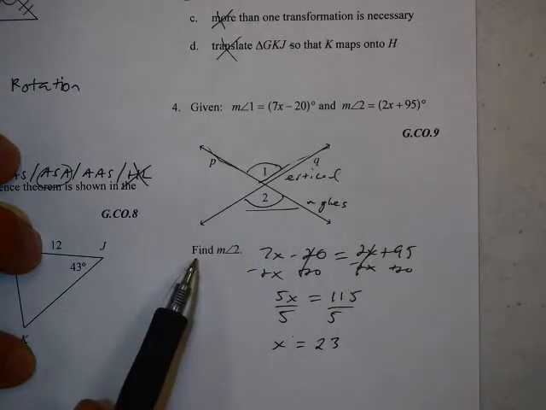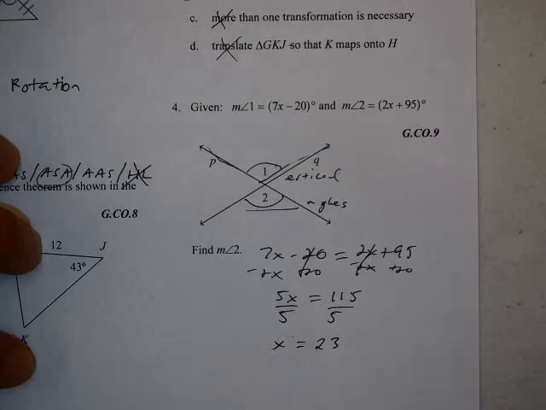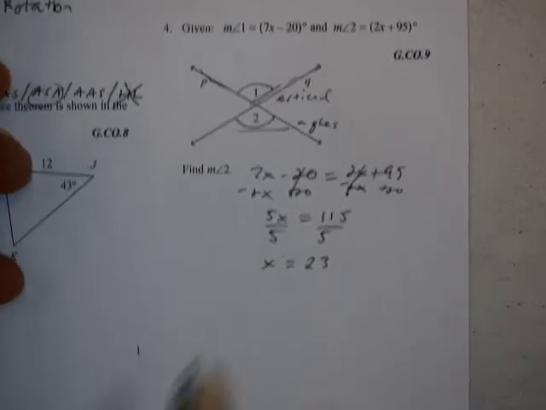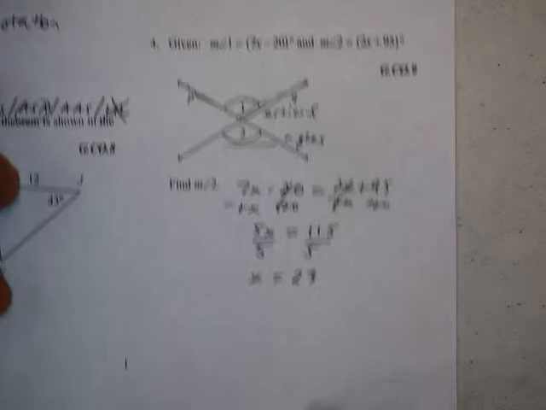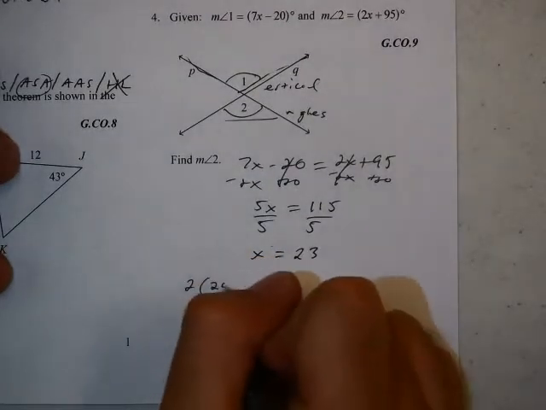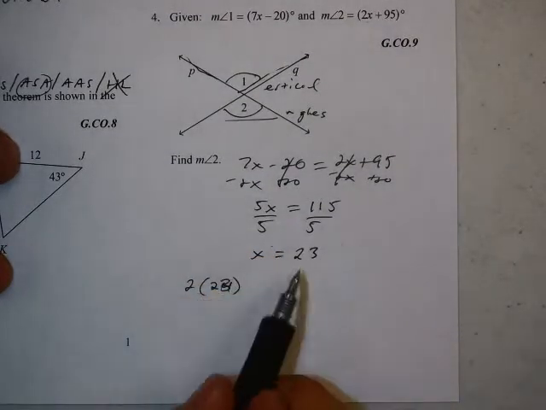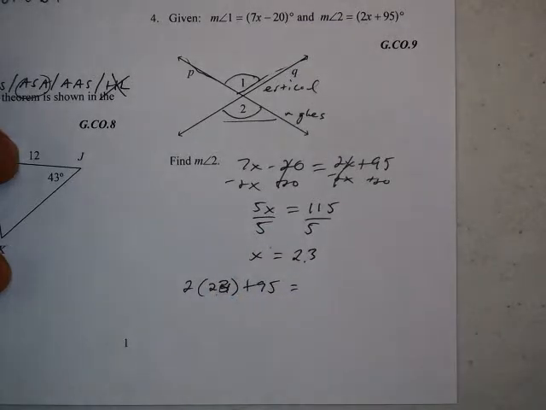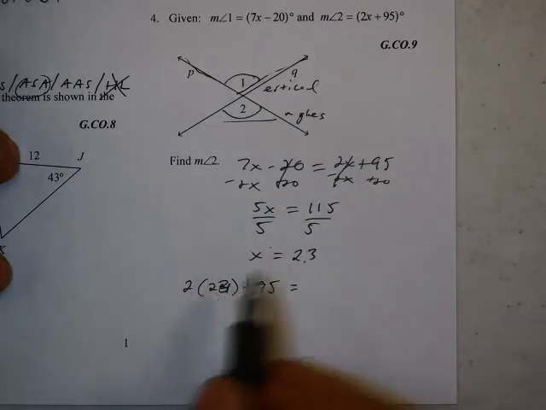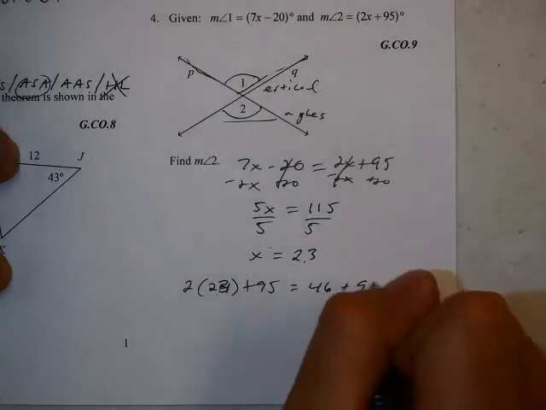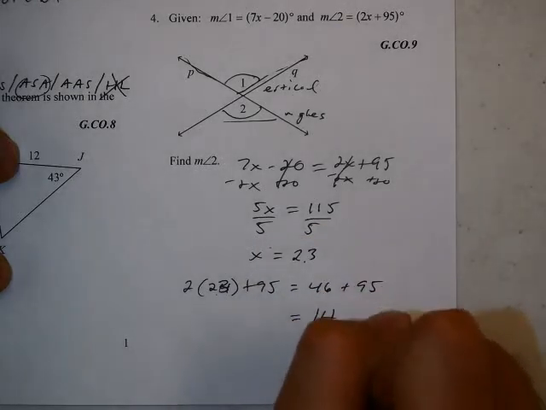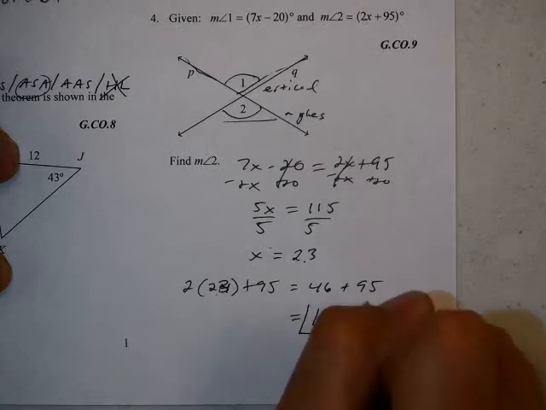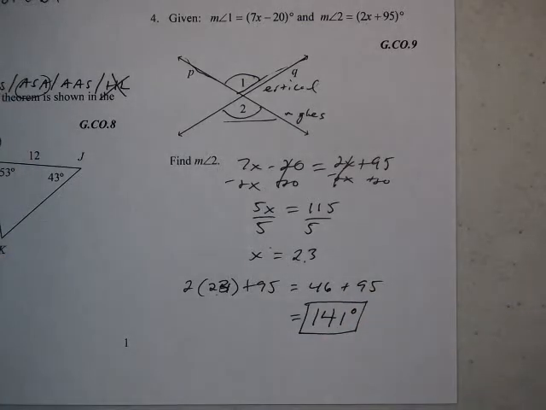Now, it said again, find the measure of angle 2, so I'm not done yet, which means I have to go back to angle 2, which is 2x plus 95. I have to substitute that 23 in for x to get the measure of the angle. 2 times the 23 is 46, plus 95 will give us 141 degrees. That's the measure of angle 2 in number 4, 141 degrees.